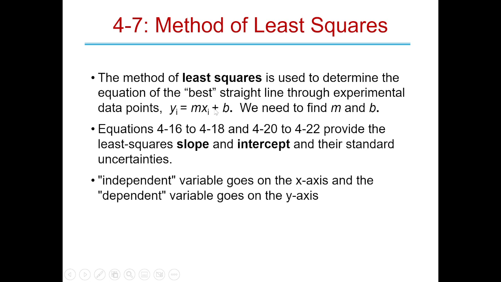This has a linear line, of course, that is y sub i equals m times x sub i plus b. These will be data points you'll provide, typically through an experimental method, whereas m and b will be your slope and y-intercept, right? Please note that, I'll talk about that down here actually. So this is going to use equations 416, 418, 420, 422 that would provide your least squares slope and intercept and their standard uncertainties.